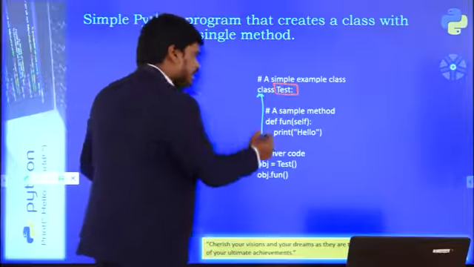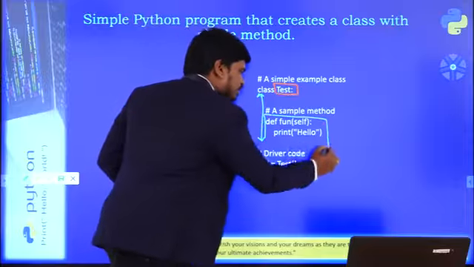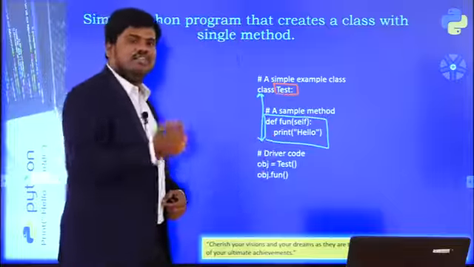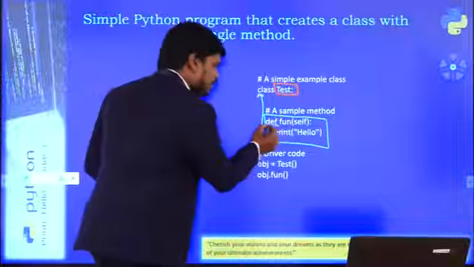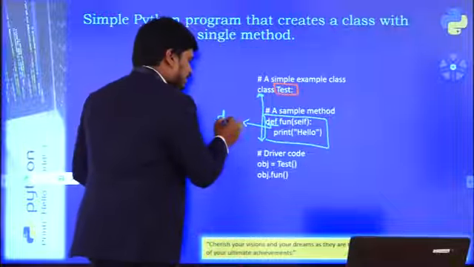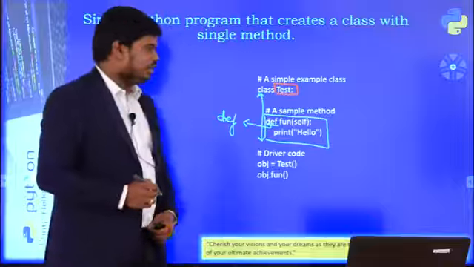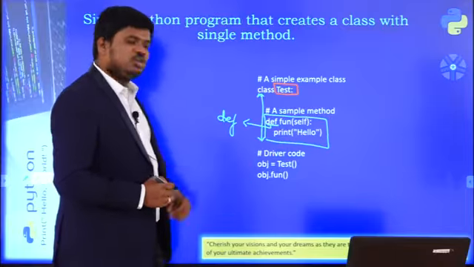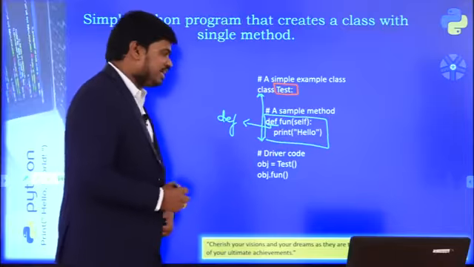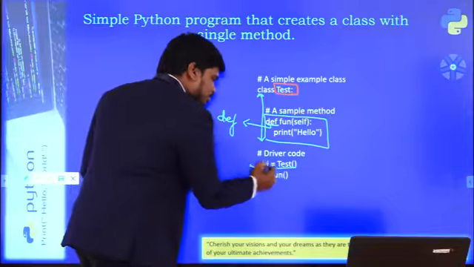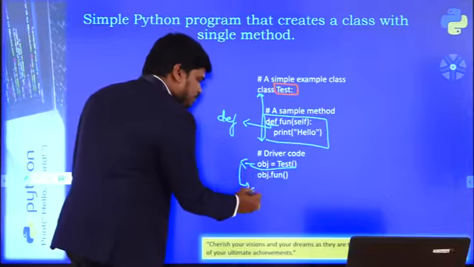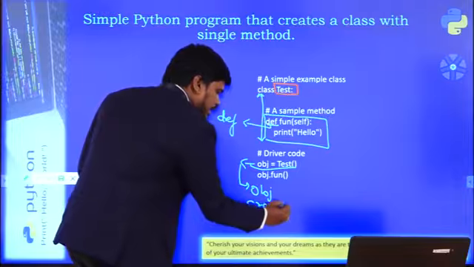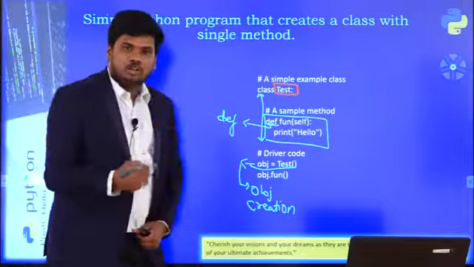Here I have defined one function. I told you in my last lecture that every function in Python starts with the keyword def. Next I have written the statement print hello. Coming to the driver code, here I have created my object. This is known as object creation.